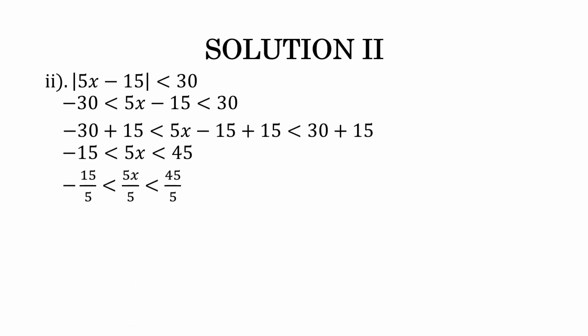Good. You divide through by 5, and you get negative 3 less than x less than 9. Simple. Therefore, x is such that negative 3 is less than x, and x is less than 9. Simple. We are done.